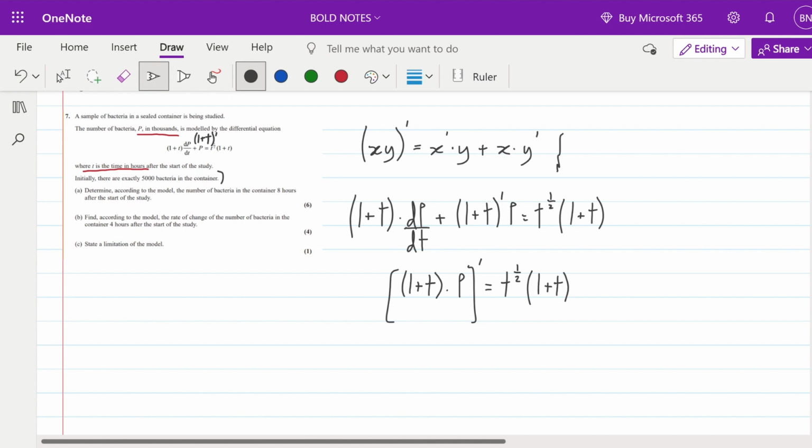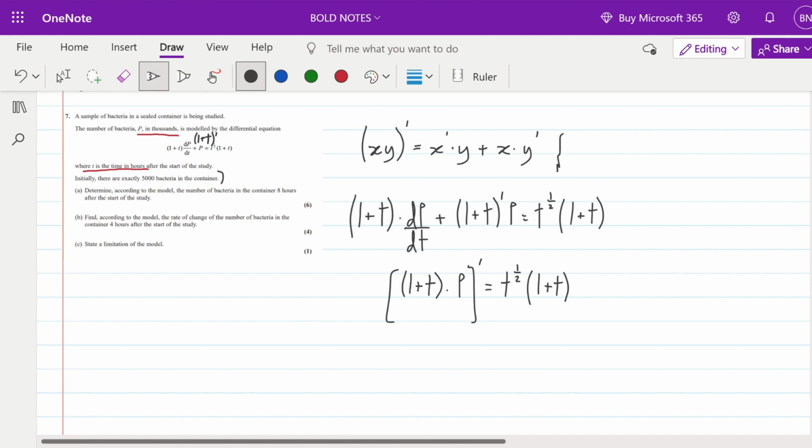And then obviously, if we leave the 1 plus t undifferentiated, it'll be 1 plus t, differentiate p, so dp by dt, plus, because it's product rule, then we differentiate the 1 plus t, so the derivative of that times p, which is obviously here in the step above.